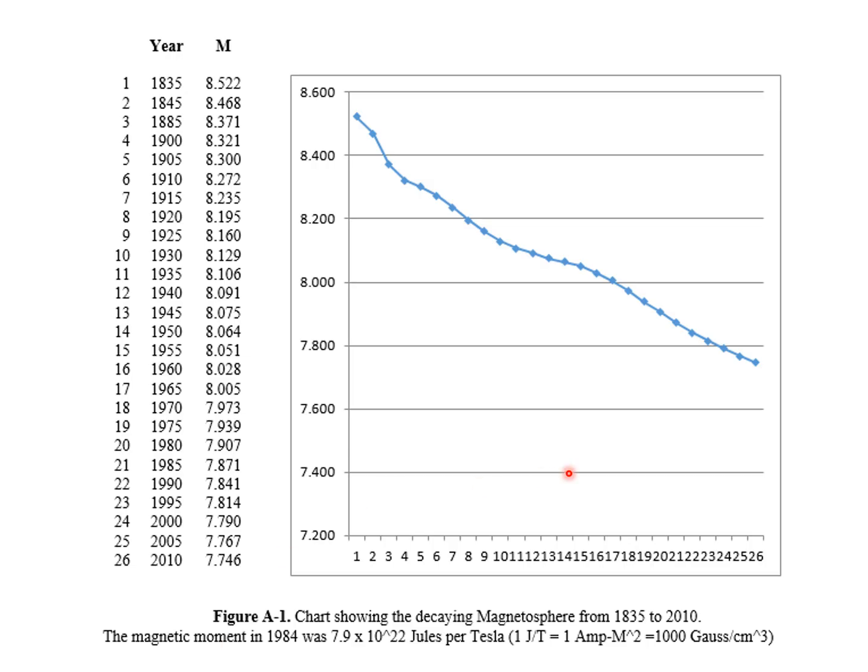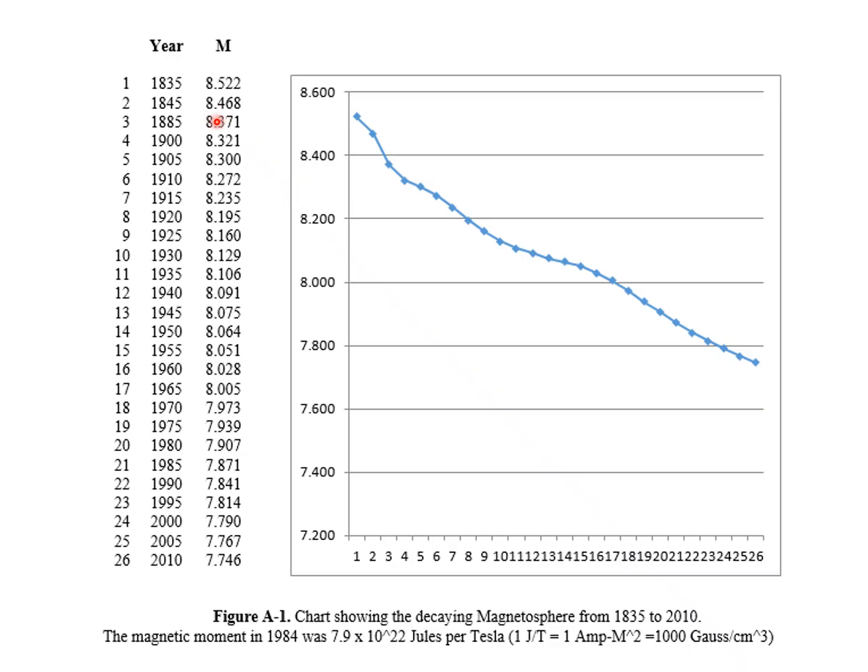We're looking at a chart showing the decay of the magnetosphere from 1835 to 2010. You can see this column is showing the years that these measurements were taken. The first one taken in 1835 was 8.52 times 10 to the 22nd joules per Tesla. And here are some conversion factors from Gauss strength to joules per Tesla. So we're looking at it in joules per Tesla.